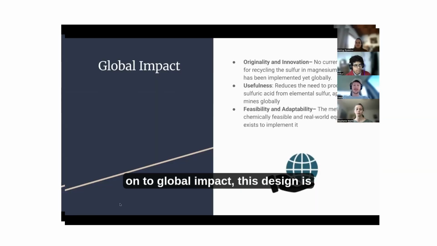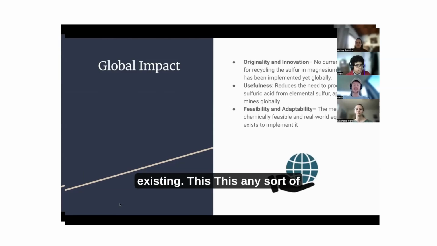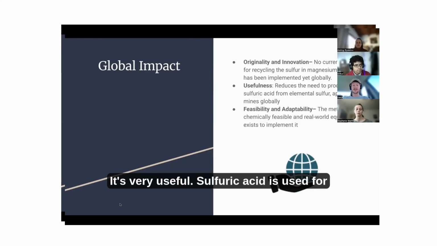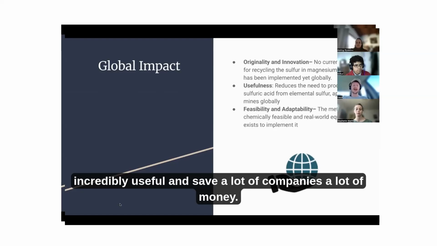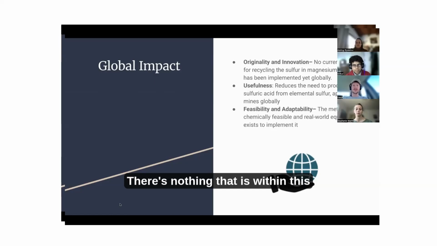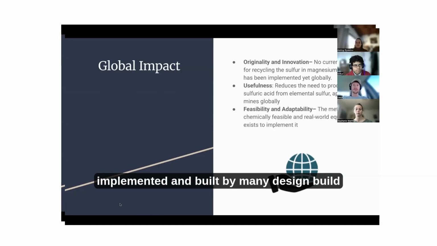Moving on to global impact, this design is original and innovative because it is currently not existing in any sort of mining operation as of today. It's very useful. Sulfuric acid is used for leaching in many different products and productions. So to be able to implement this within these processes would be incredibly useful and save a lot of companies a lot of money. There's nothing within this process that could not be built today. This could be implemented and built by many design build firms that exist currently today.